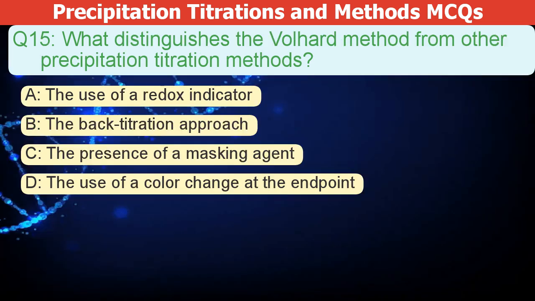What distinguishes the Volhard method from other precipitation titration methods? A. The use of a redox indicator. B. The back titration approach. C. The presence of a masking agent. D. The use of a color change at the endpoint.